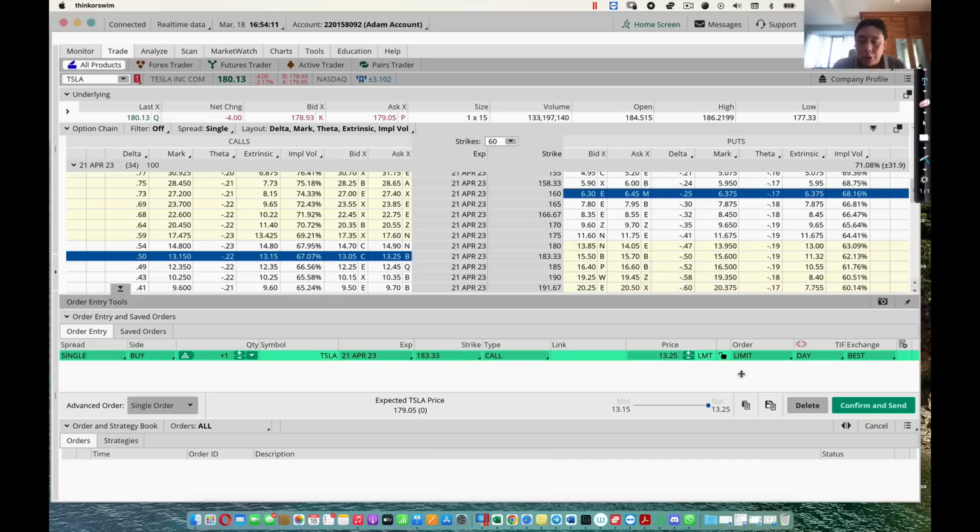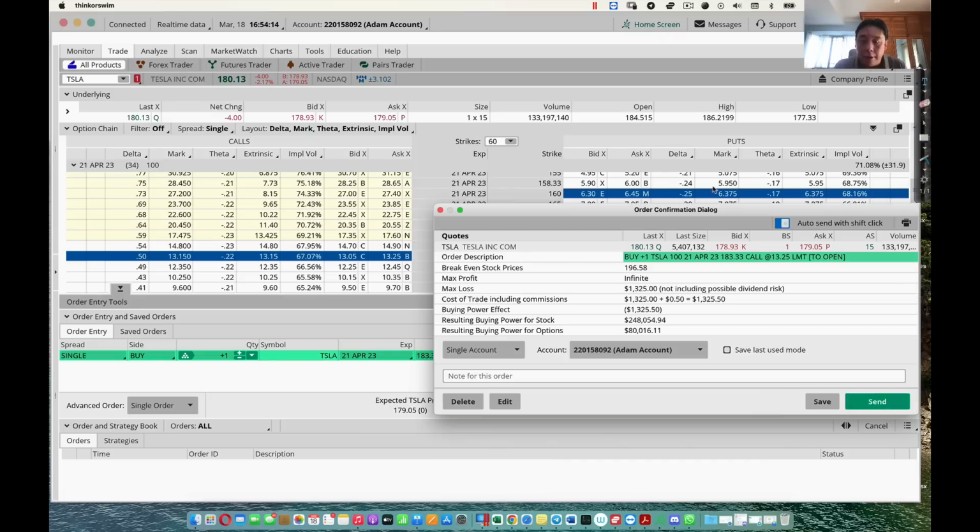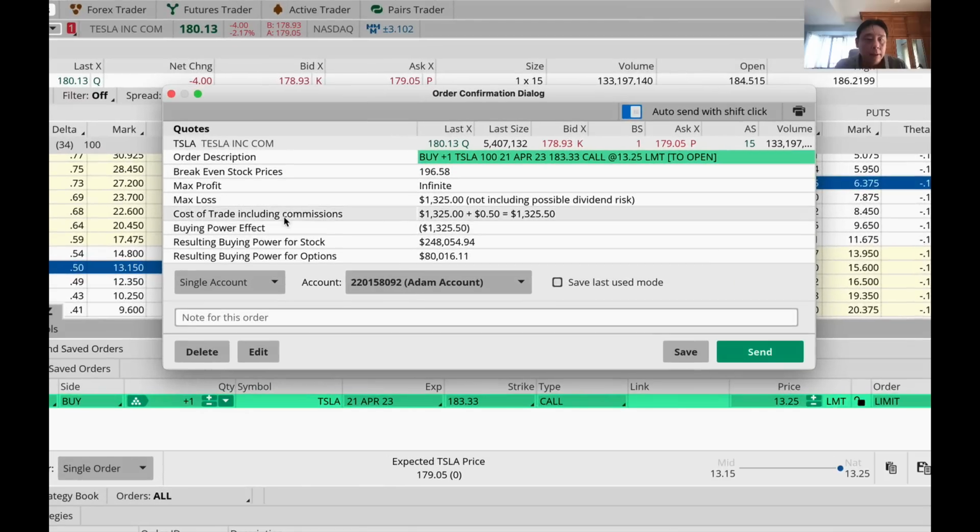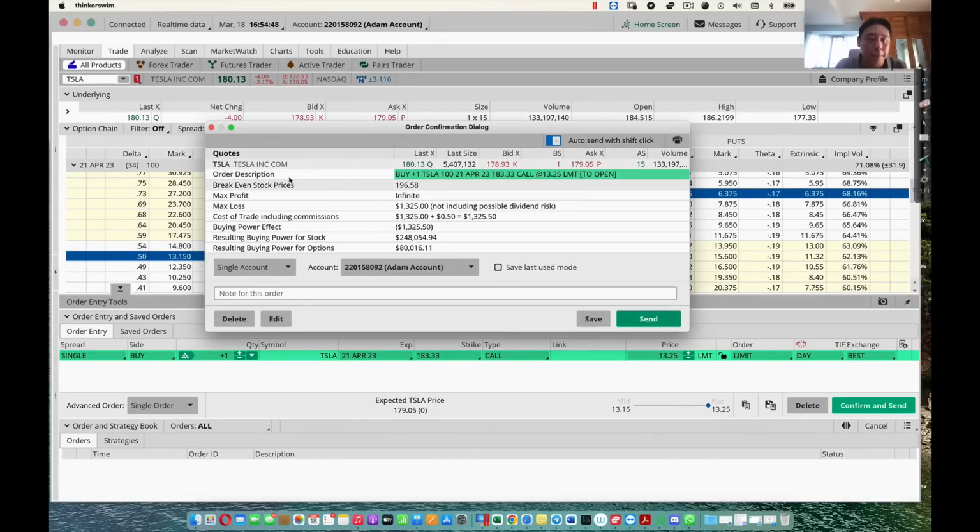Okay. So if I click confirm and send, you can see the maximum loss when you buy a call option is the premium that you pay. So the most you can lose is the price you pay for the option, which in this case is $1,325. That's the maximum loss. But what's the maximum profit? Theoretically, if Tesla flies to the moon like crazy, your maximum profit is infinite. Now, it sounds good, but in reality, it doesn't fly to the moon that often, okay? So don't get too excited about that infinite part.